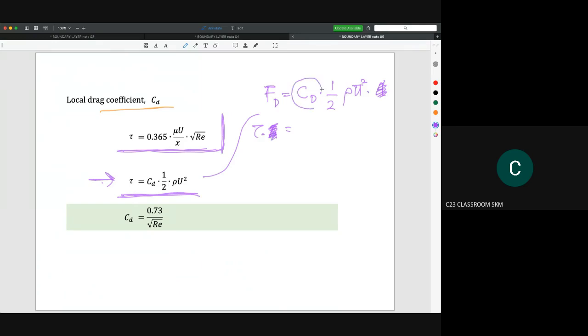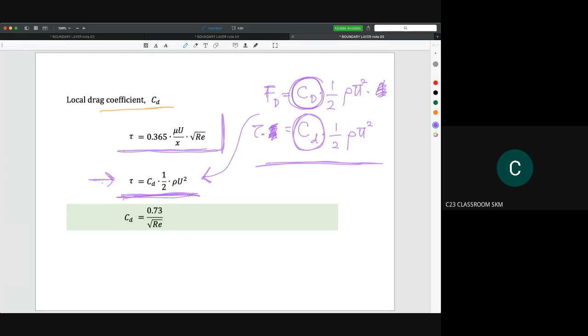But the value of C D here cannot be used straightforwardly. It needs to be changed to C small d times 1 over 2 rho U square, because the values of the drag coefficient and the local drag coefficient are totally different. That's why we need to change. This occurs when you do experimental work. So the idea comes out here: tau is equal to C small d times 1 over 2 rho U square.